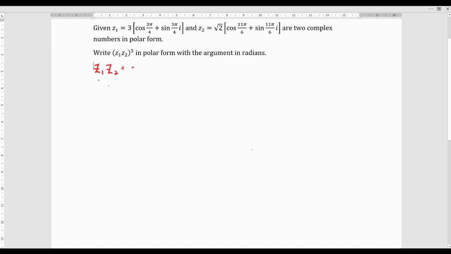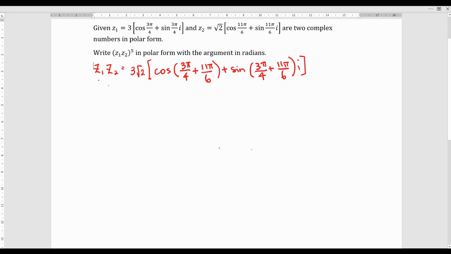So what we do is multiply the moduli, 3 times the modulus of Z2, and then add the arguments: the argument of Z1, 3 pi over 4, plus the argument of Z2, 11 pi over 6. It follows that the argument for sine should be the same. So that's what we're going to have.